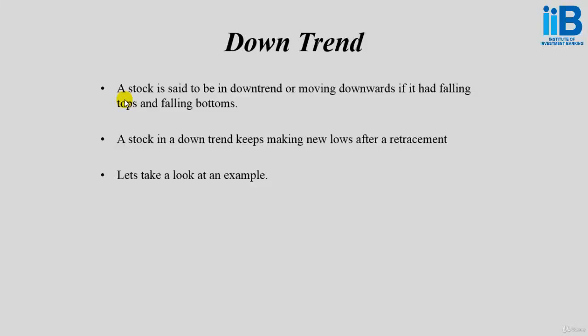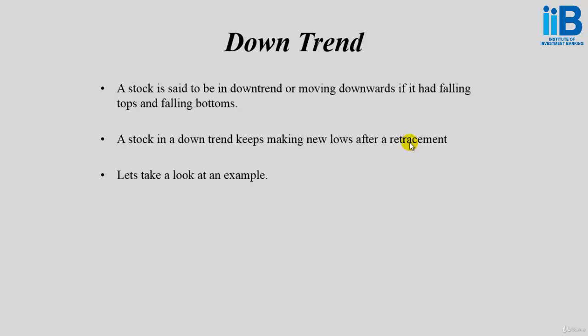Let's go ahead. Downtrend. A stock is said to be in downtrend or moving downwards if it has falling tops and falling bottoms. A stock in a downtrend keeps making new lows after retracement. It will make a new low, retrace back, cover some of its losses, go up, and finally it will cease going upward and start moving down, thus giving a new top and a new bottom, and go ahead to make a new low.